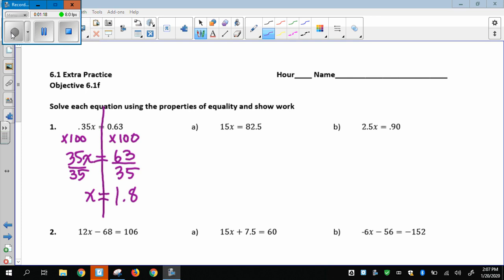Now remember, you should always check your work. So the way you would check this work is you would take 0.35 times 1.8 and just make sure that is equal to 0.63.